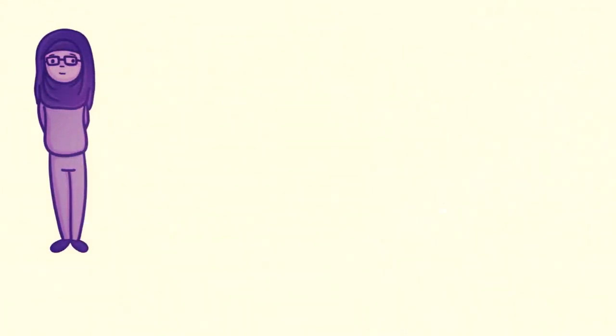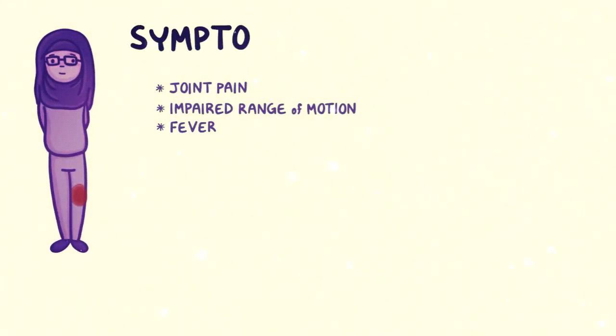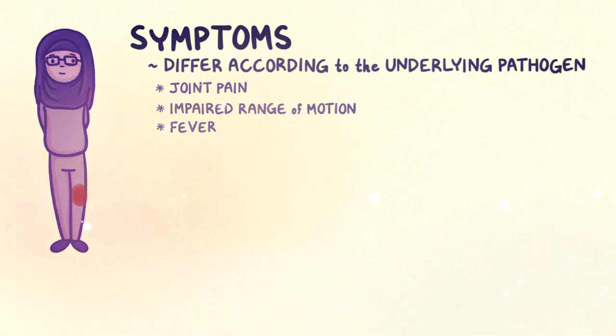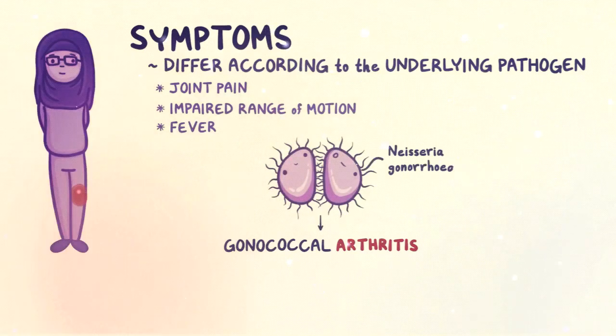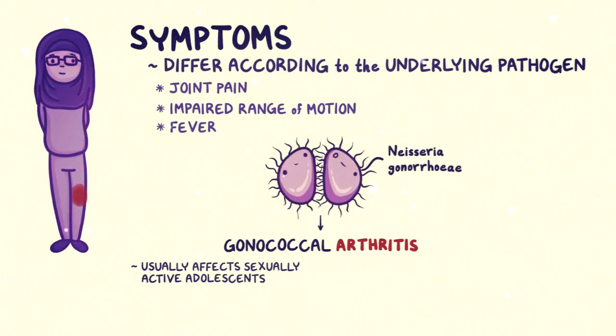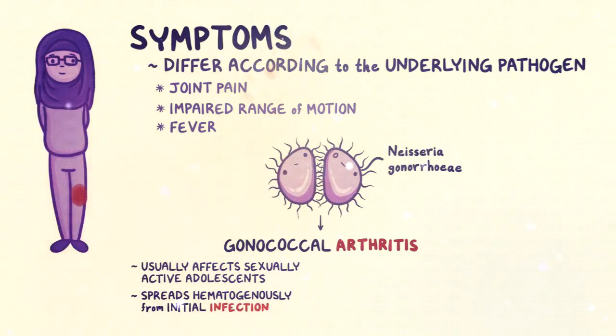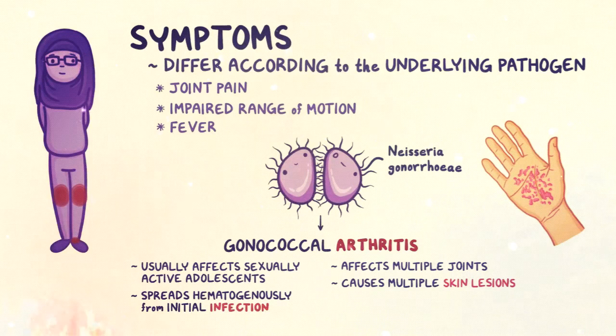People with septic arthritis develop joint pain, impaired range of motion, and fever, but symptoms may differ according to the underlying pathogen. Gonococcal arthritis, which is caused by Neisseria gonorrhoeae, usually affects sexually active adolescents. The bacteria typically spreads hematogenously and spreads from an initial infection of the cervix, urethra, or pharynx. Neisseria gonorrhoeae affects multiple joints and also causes multiple skin lesions and tenosynovitis, which is inflammation of the muscle tendons.